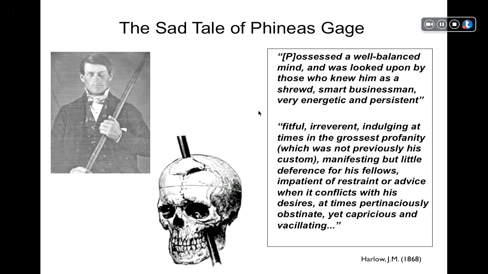Thereafter he was fitful, irreverent, indulging at times in the grossest profanity, which was not previously his custom, manifesting but little deference for his fellows, impatient of restraint or advice when it conflicts with his desires, at times pertinaciously obstinate yet capricious and vacillating. So Phineas Gage was not the Phineas Gage that he was in advance of his accident. He became like an infant in many respects. And now we call this the frontal lobe personality.